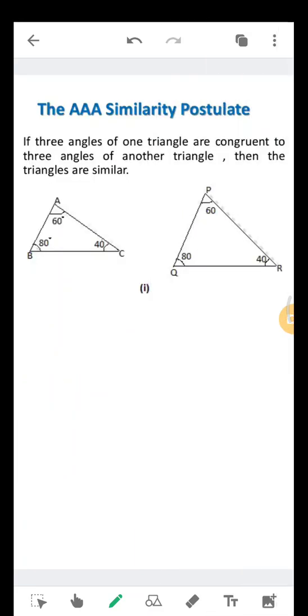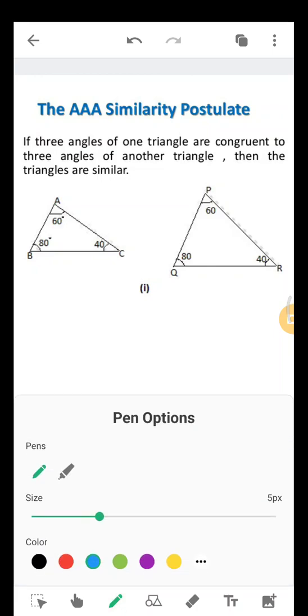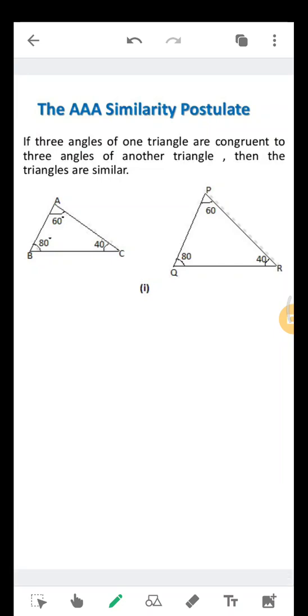Then comes the AAA similarity postulate. If three angles of one triangle are congruent to three angles of another triangle, so in two triangles, if three angles of one triangle are equal to three angles of another triangle, then we say they are similar. You can see the two triangles are of the same shape, size differs here. They don't have the same size, so they are similar.